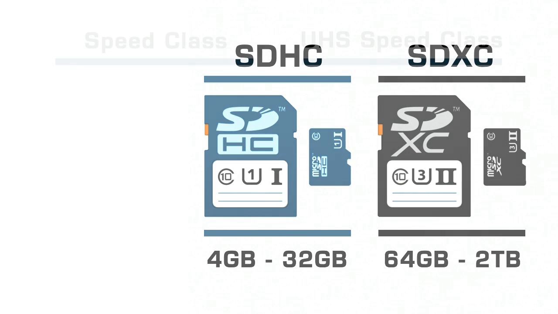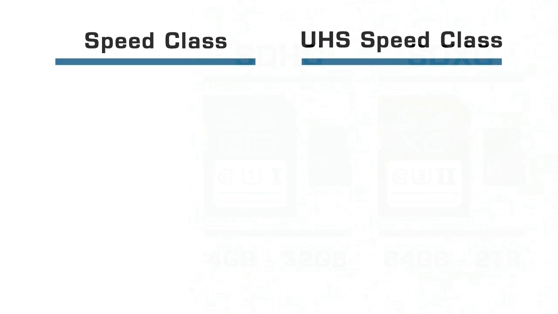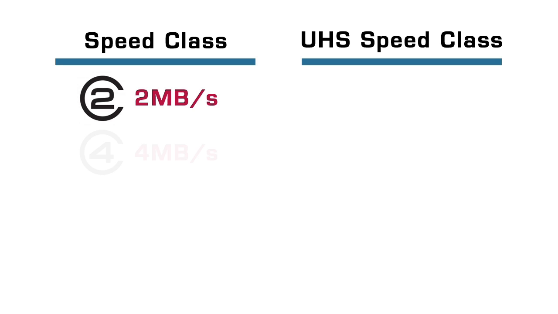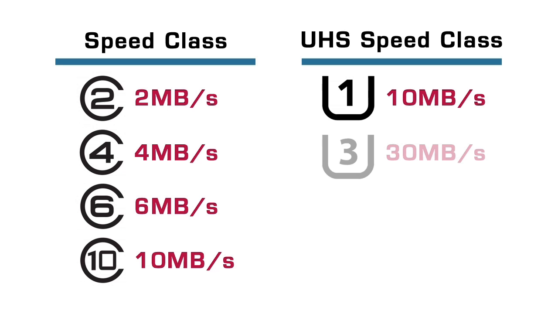All SD cards are labelled with one or two speed classes, each of which indicates a minimum data write performance. Traditional SD speed classes are Class 2, Class 4, Class 6 or Class 10, with the number appearing in a letter C. UHS cards are additionally labelled with an entirely separate UHS speed class of either a 1 or a 3 inside a letter U. And, as you can see, traditional speed class 10 and UHS speed class 1 are actually the same, as they both guarantee a write speed of 10 megabytes per second.